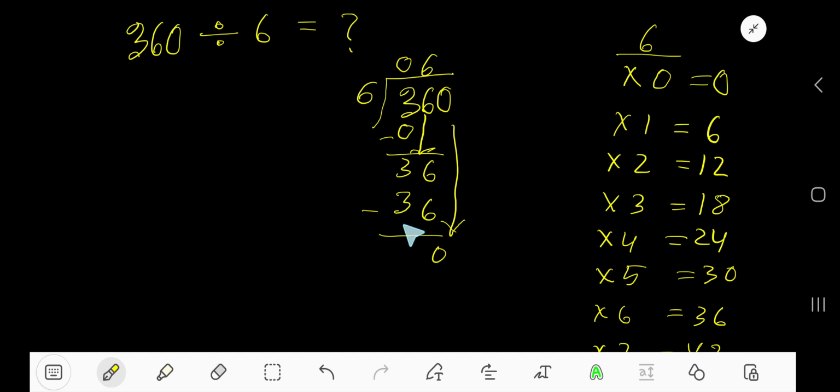0 0 means 0. 6 goes into 0 0 times. 0 times 6 is 0. Subtract 0. As our remainder is 0, we are done. So 0 6 0 means 60 is our answer.